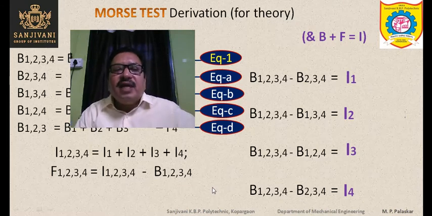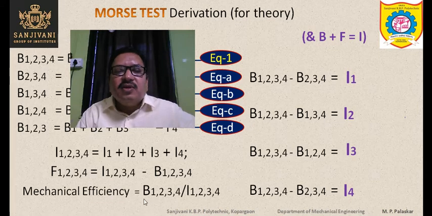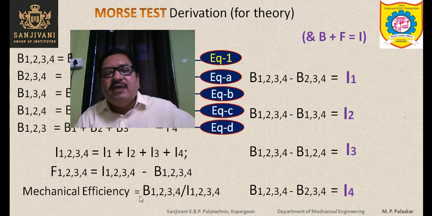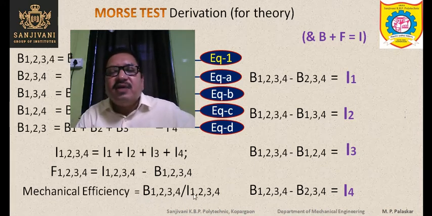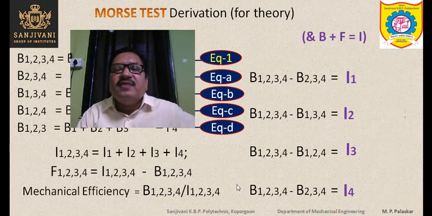So now we can go ahead to find the mechanical efficiency also. Mechanical efficiency is equal to brake power upon indicated power. So the overall mechanical efficiency of all the 4 cylinders will be equal to B1234 divided by I1234, right? So in this way we can find the frictional power as well as the mechanical efficiency of the 4 cylinder IC engine.